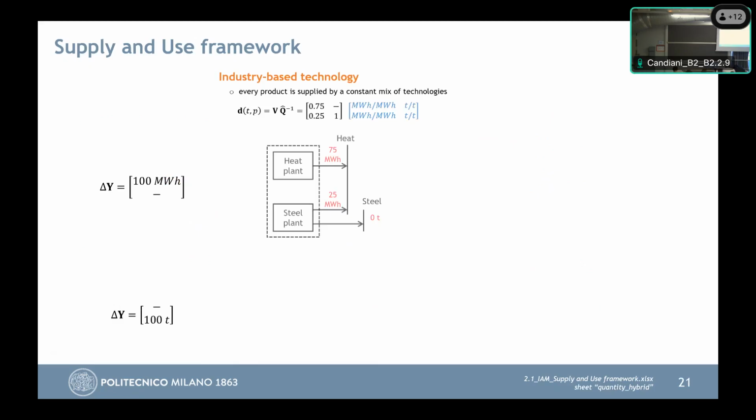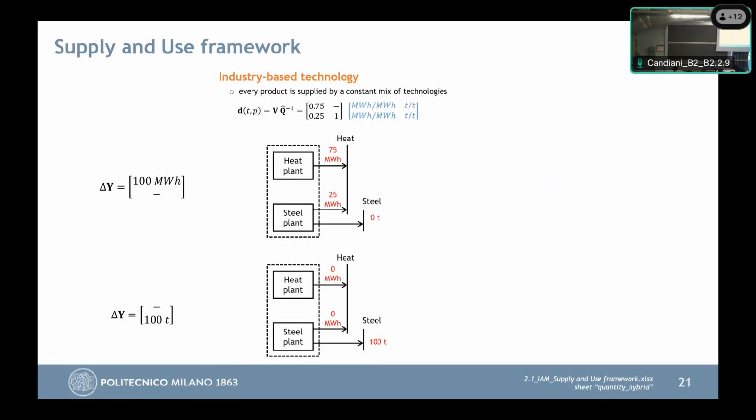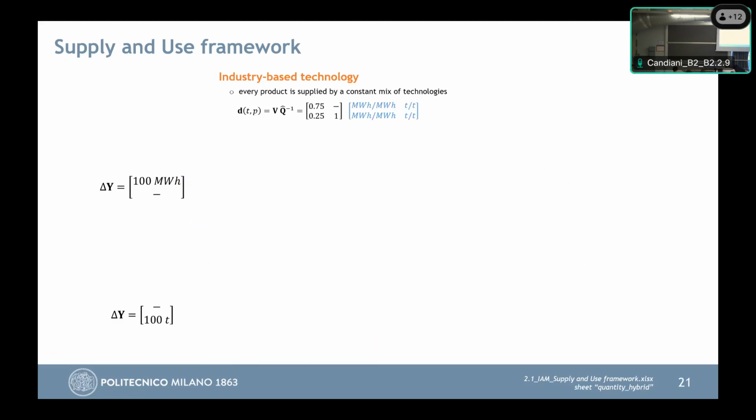Now we made some examples here, maybe it's nice to revise these examples also. We have this double-entry table, so we have the first column that refers to the industry-based technology assumption, and in the previous system, remember we have this matrix D here. Then what happens with industry-based technology assumption if we are asking for 100 megawatt hours more of heat? What is happening?